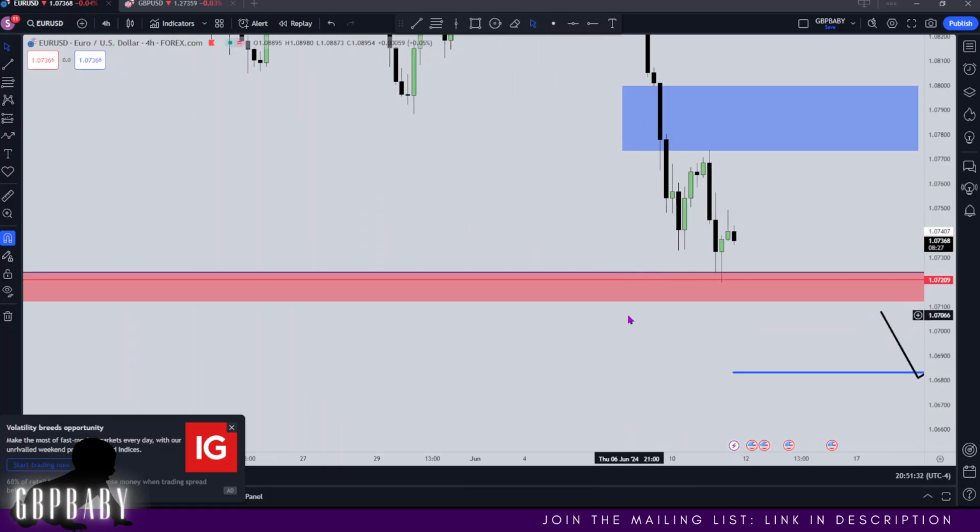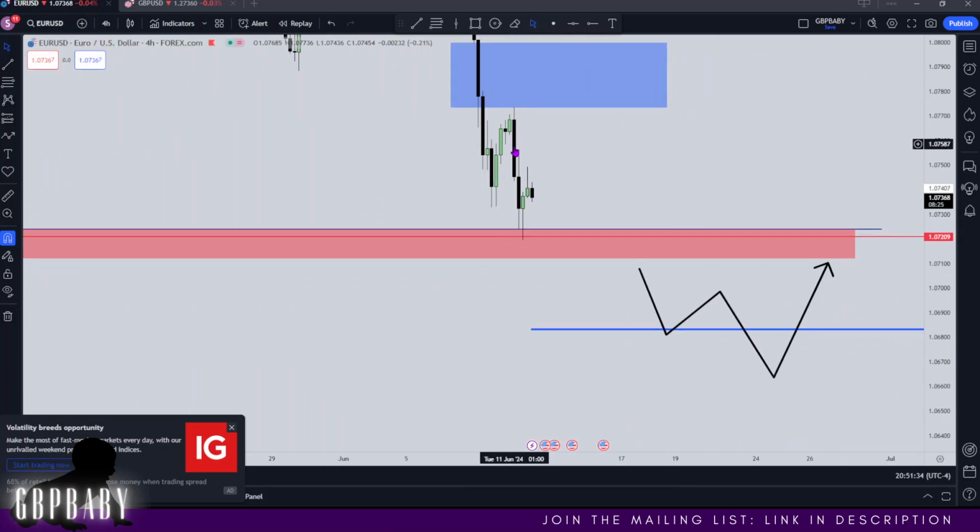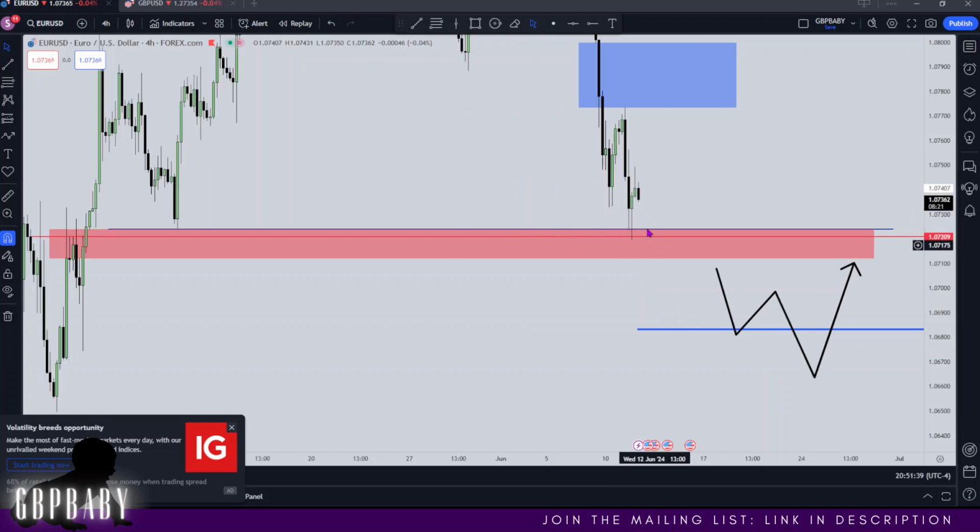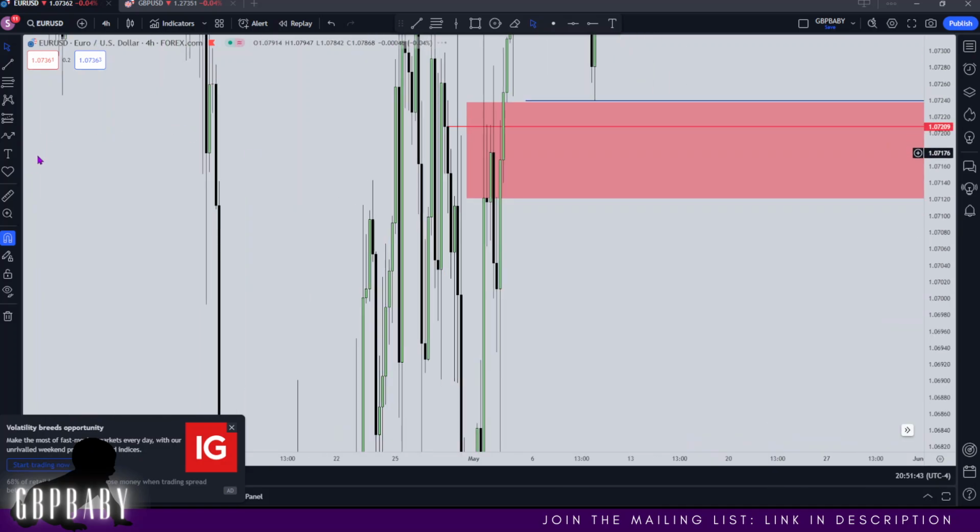But yeah, let's drop down to the 4 hour nonetheless, and you can see how bearish Euro has been. And yeah, I'm just looking for that Tuesday low to get taken, and then I'll simply see how we respond to that. It's as simple as that. There is a very small 4 hour fair value gap right here.